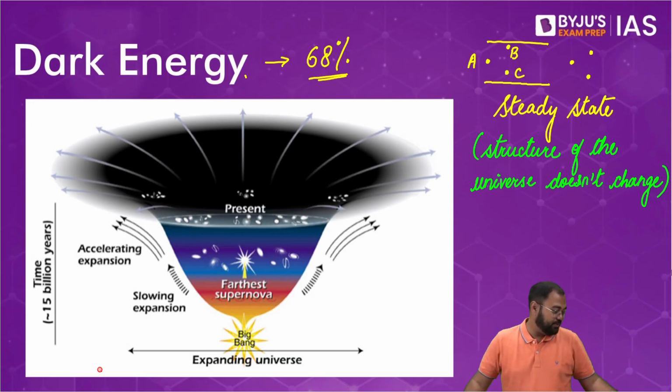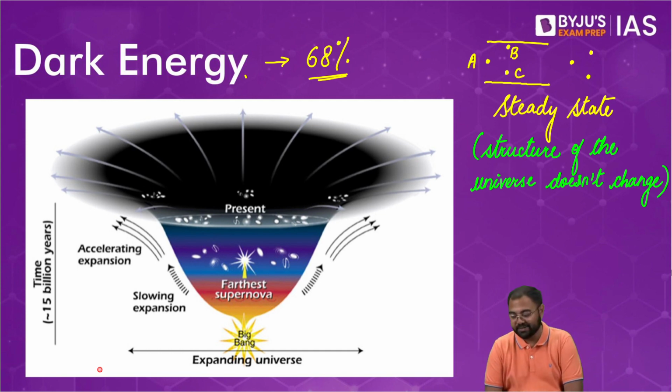So that is what happened with Albert Einstein as well. He thought that the steady state theory was correct, so whatever equations he was getting, he changed them. He didn't want to go and explain to everyone how he thinks that the universe should be expanding.